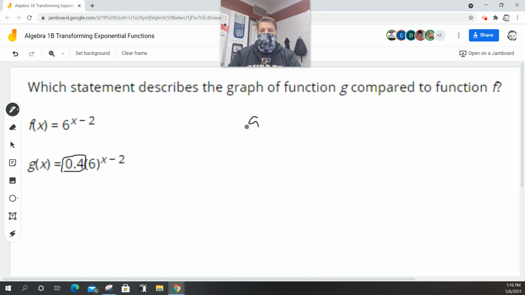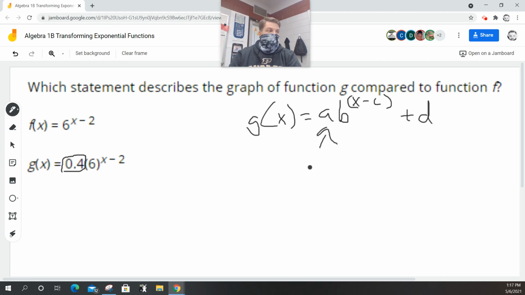So when we think of G of X like this, where I say G of X is equal to A times B raised to the X minus C plus D, really what's going on, A stretches or compresses. So say it compresses or stretches vertically.